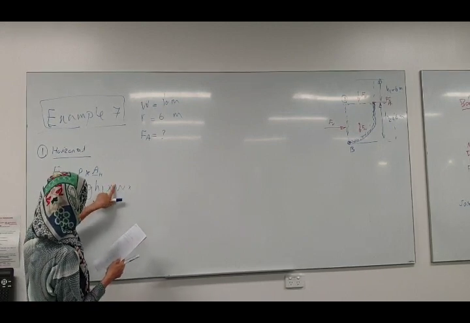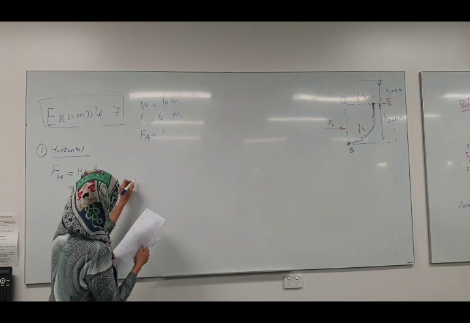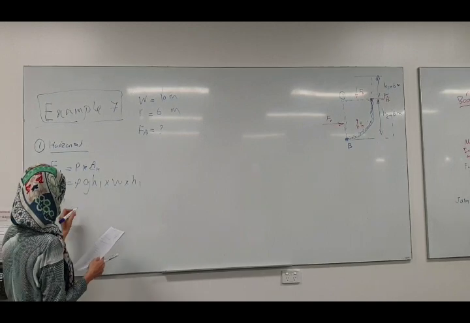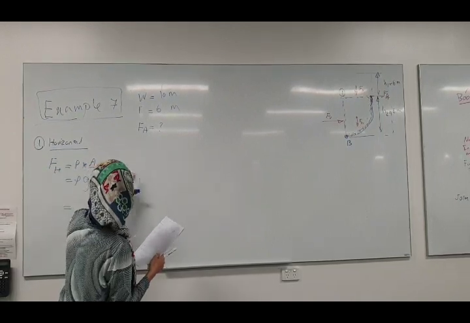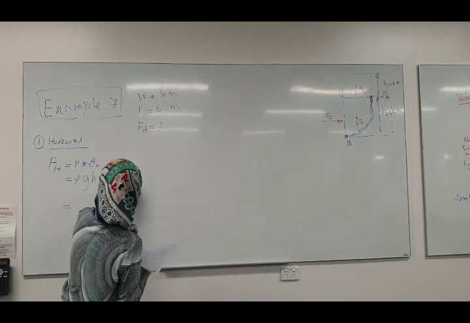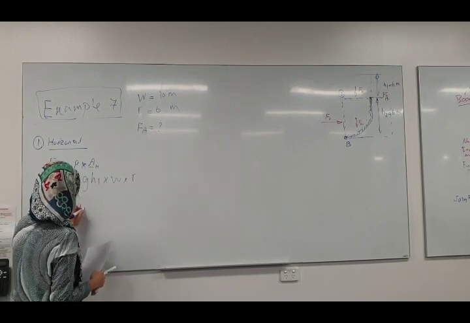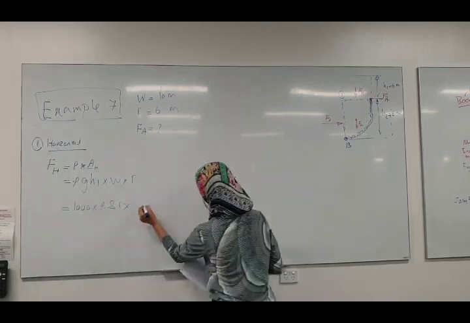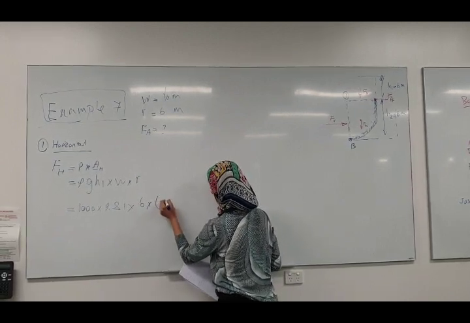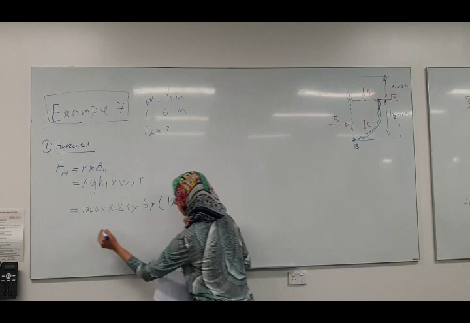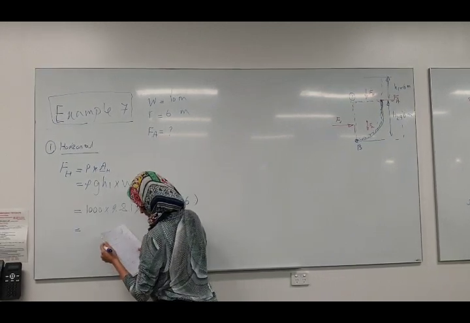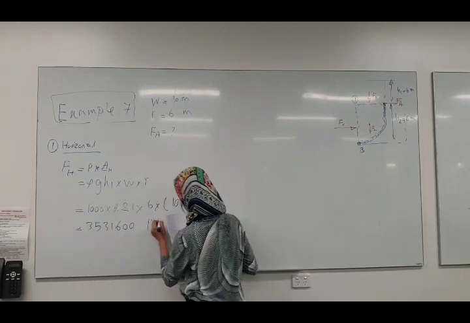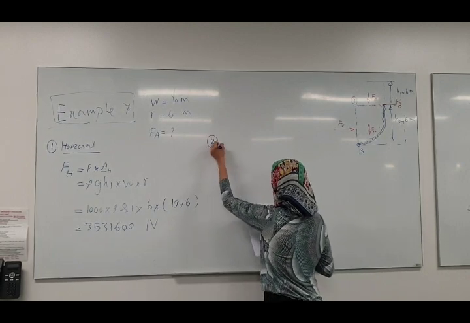So it's the width times R, sorry, R, not H1. We know the density, that's the density of the water, times gravity 9.81, times H1 which is 6 meters, and the area is 10 times 6. So the force is about 3,531,600 newtons. Now we're going to find it for the vertical plate.